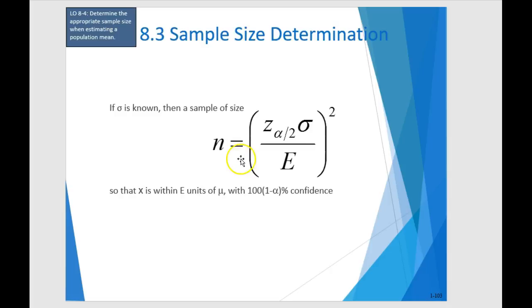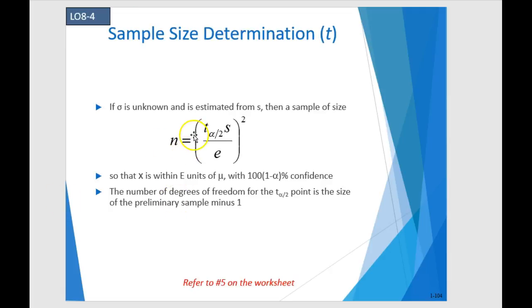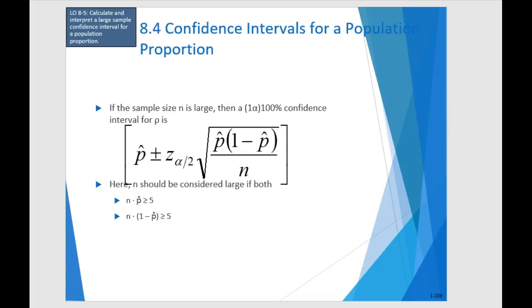So look at the similarities. n is equal to z alpha half times sigma over e, whole thing squared. And this is n is equal to t alpha half times s, not sigma, over e, whole thing squared. The only thing that changes is that the z turns into a t and the sigma turns into an s. Same e, same squared, coming up with the same type of calculation.